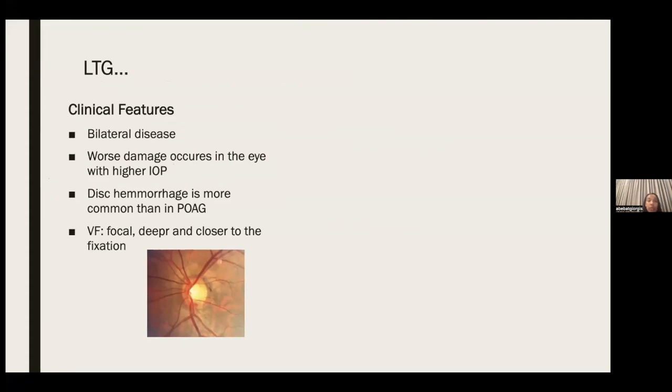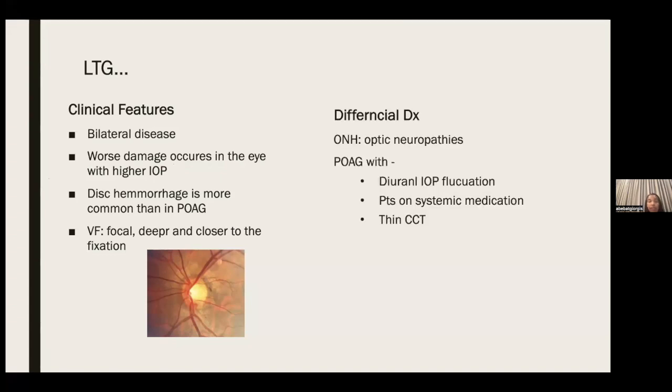Disc hemorrhage is more common in this condition than in POAG. On visual field, the defects are usually focal, deeper, and closer to fixation. The differential diagnosis includes all types of optic neuropathies, or primary open-angle glaucoma with diurnal IOP fluctuation, patients on systemic medication like beta blockers, and patients with thin corneal thickness. Diagnostic evaluation is the same as other open-angle glaucomas, but we have to pay attention to systemic conditions.